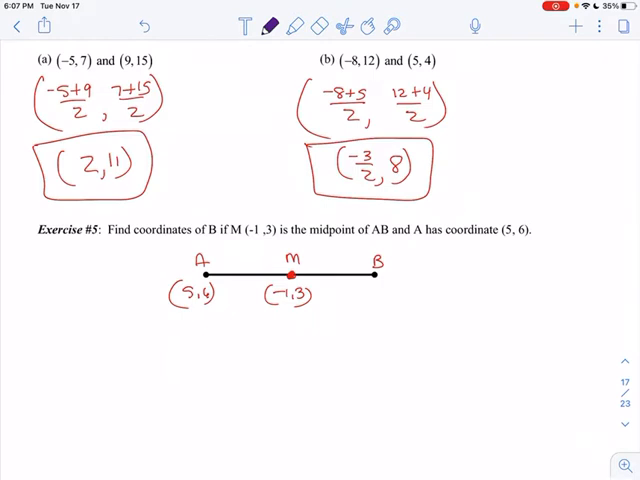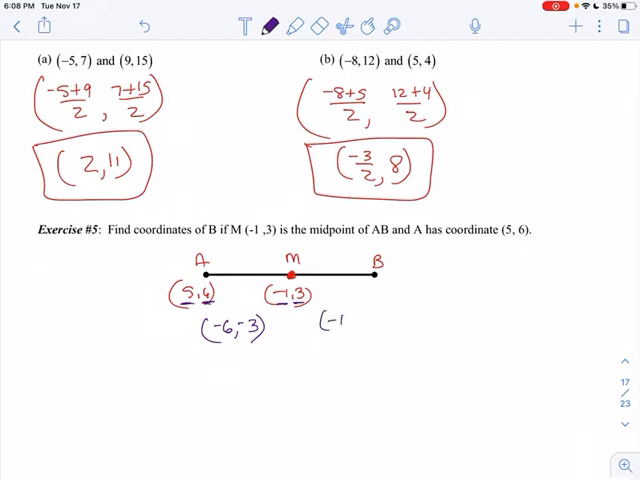Here's how you can do it without writing an equation, because you can't use your midpoint formula. I already have the midpoint. The midpoint is the point in the middle. So I say to myself, okay, look at the x coordinates. How did you get from 5 to negative 1? Did you add or subtract? Well, I subtracted. How much did you subtract? I subtracted 6. How did I get from 6 to 3? Again, I subtracted. How much did I subtract? I subtracted 3.